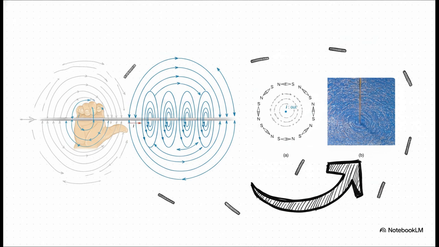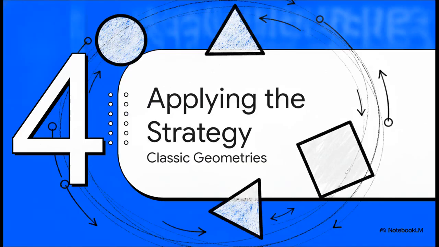Because when iron filings are sprinkled around a wire carrying a heavy current, they perfectly, magically align tangent to these invisible circular fields. It literally proves our right-hand rule, both mathematically and physically. Let's move on to Section 4, applying the strategy.